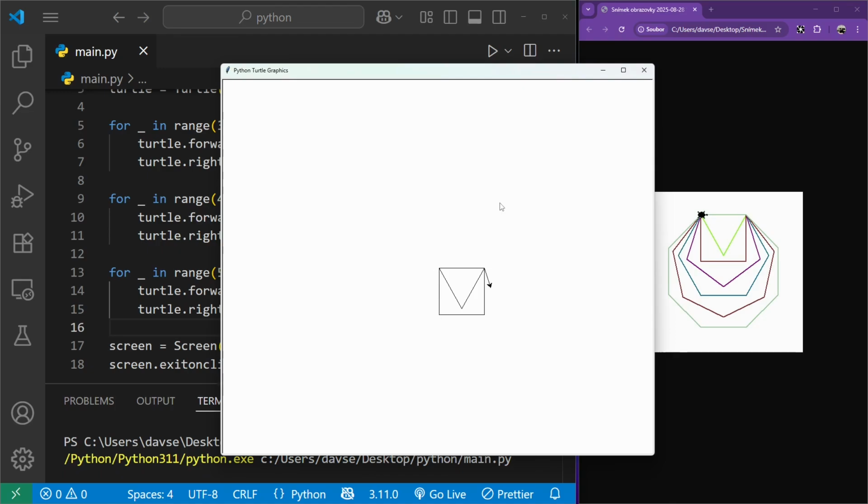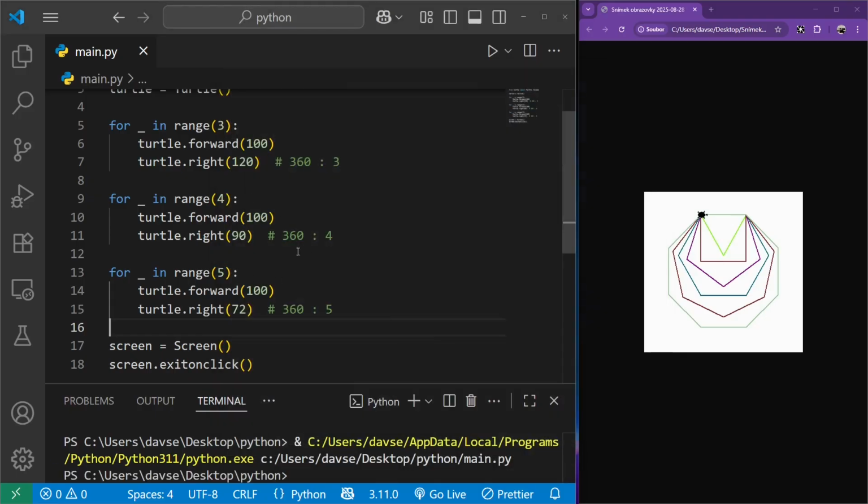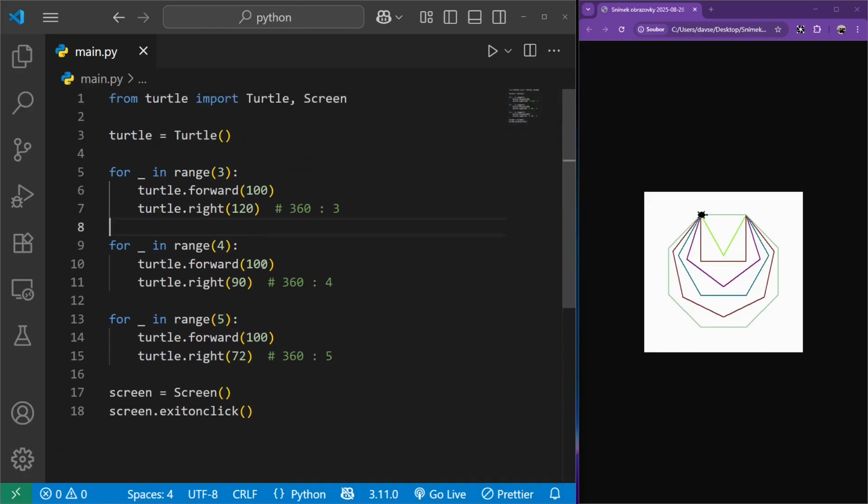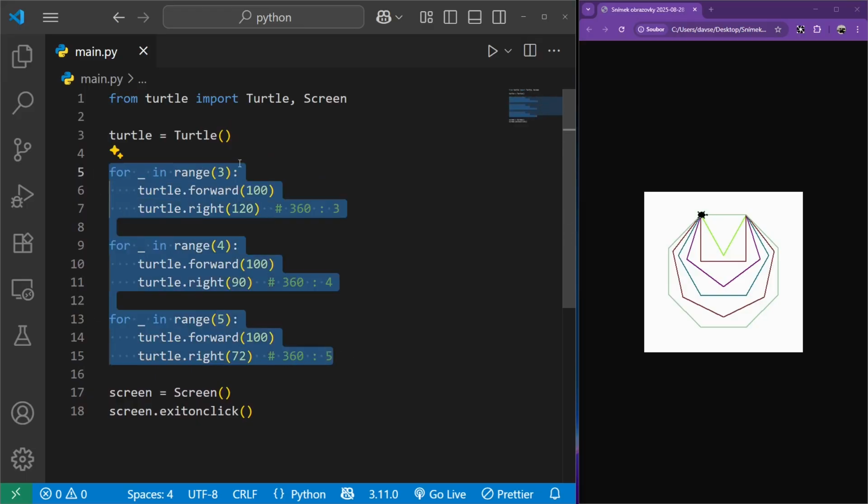Okay. 1, 2, 3, 4, 5. Perfect. I like it. So it goes like this. So, and we can continue and continue. 6, 7, 8, 9. I hope that you catch the drift. So this is the main point.